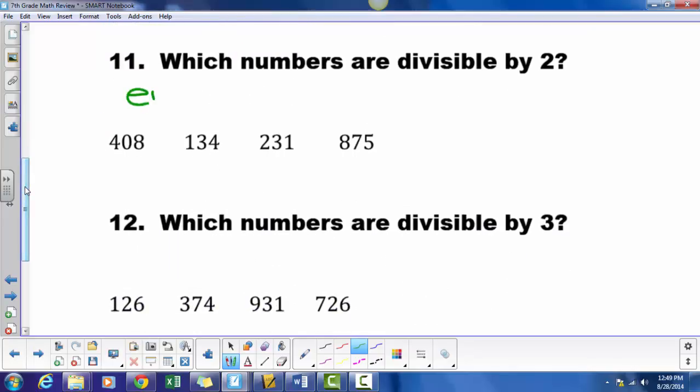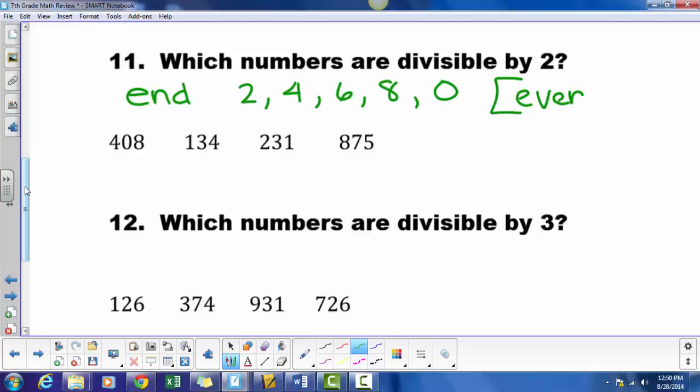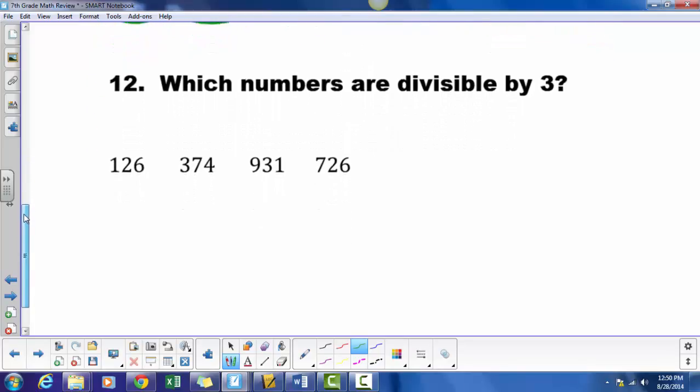Which numbers are divisible by 2? Numbers that are divisible by 2, they end in a 2, a 4, a 6, an 8, or a 0. We call them even numbers. Okay, so let's see. This is divisible by 2, and this is divisible by 2.